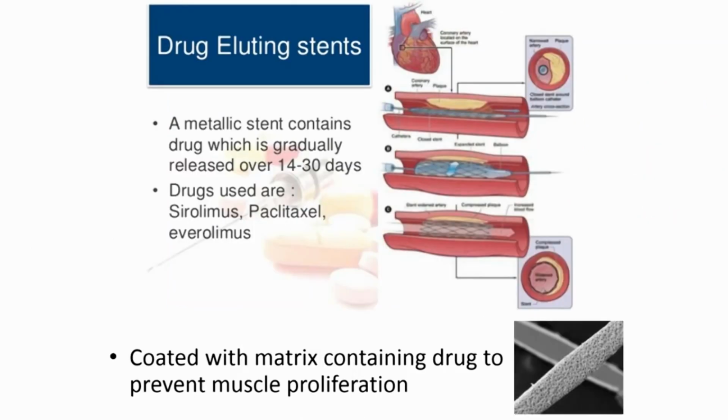Other examples here are drug eluting stents. These are essentially metallic stents that contain a drug which is gradually released over a period of 14 to 30 days. A stent is put in the body when there are plaques, and plaques are nothing but growths in the vessels. The vessels essentially thin because there is some inflammation and some plaque deposition, some biomaterial deposition onto your vessel, which makes it thinner and thinner.